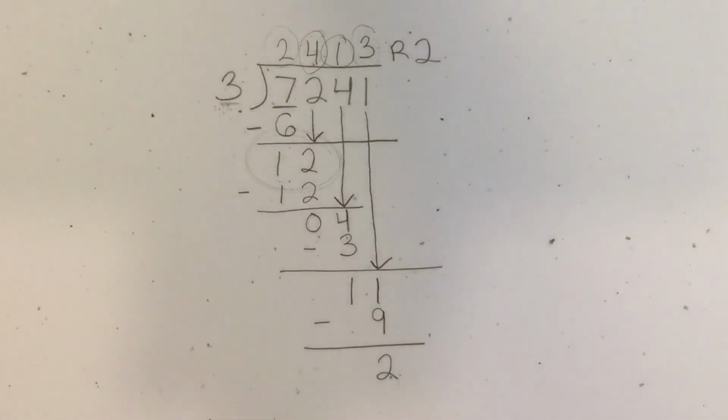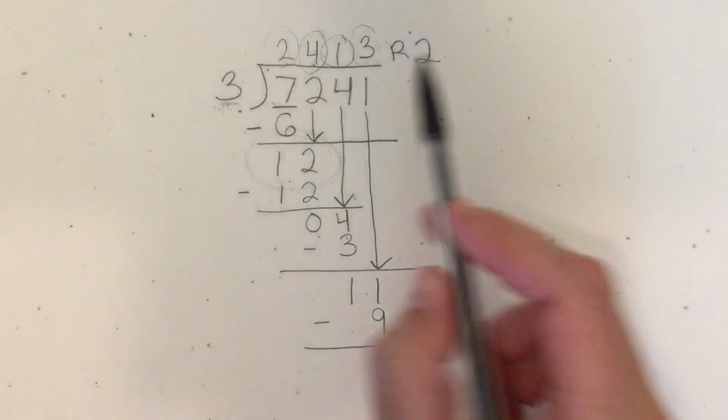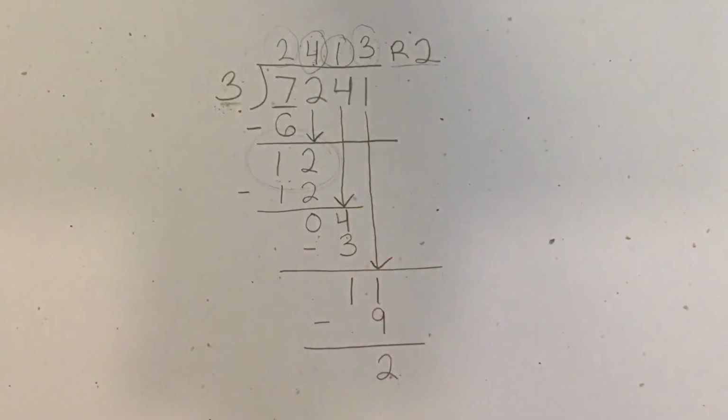A common mistake that fourth graders do on these is that they forget to write their remainder up here. When you do that, you're actually writing the incorrect answer because you're not giving the full amount of information from the problem. All right, good luck, guys.